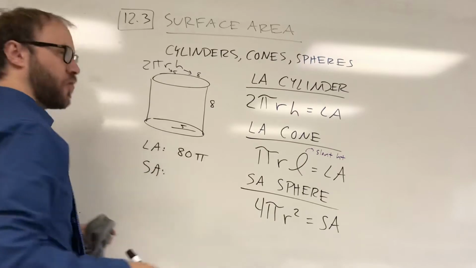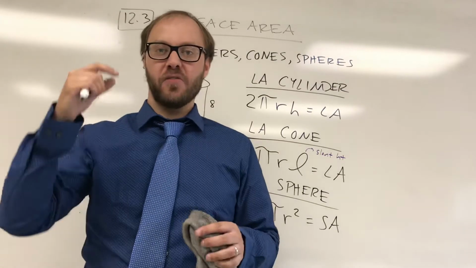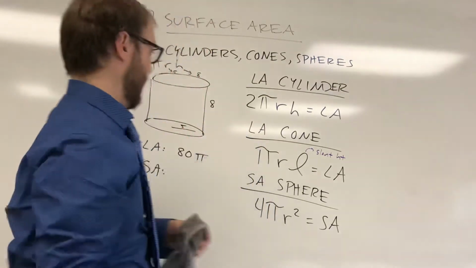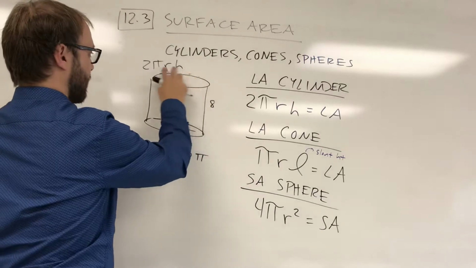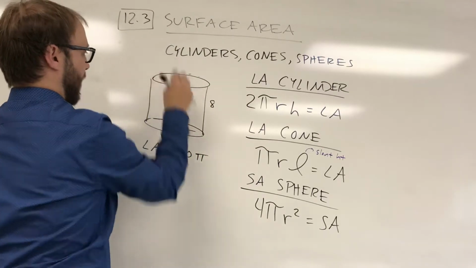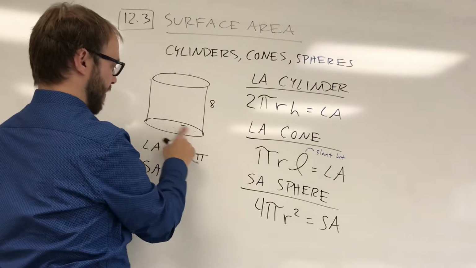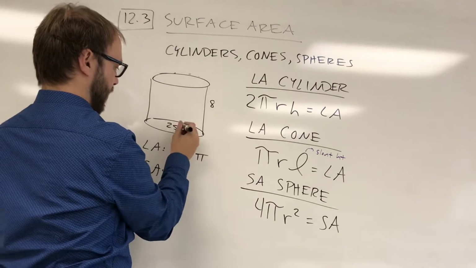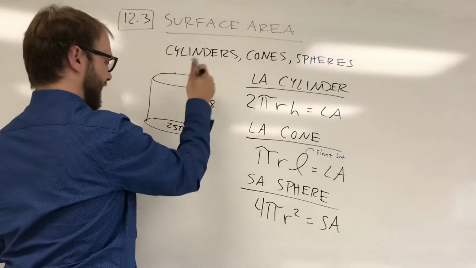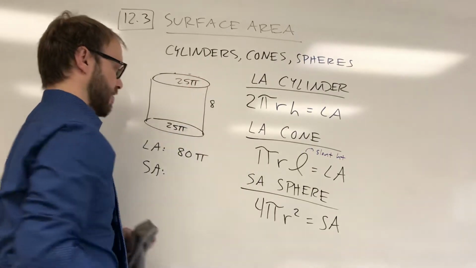The total surface area is going to include the top base and the bottom base. Remember that the area of a circle is pi r squared. So the radius is 5. 5 squared is 25. The area of that base would be 25 pi. We have a second circular base that also has an area of 25 pi.